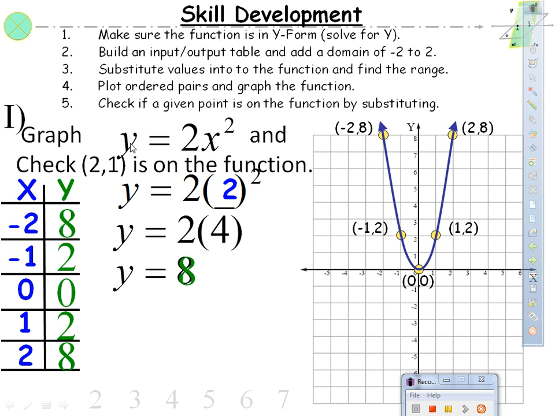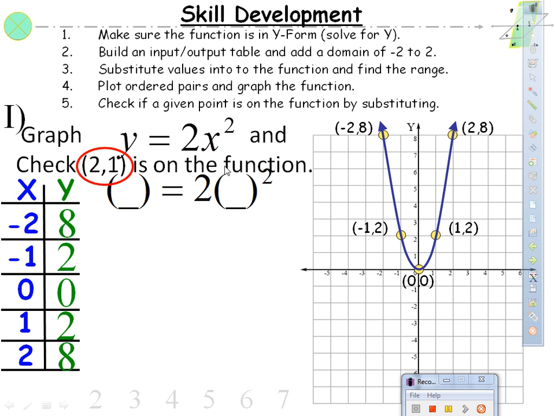So that means instead of y, I'm going to open up a parentheses, and instead of x, open up parentheses. We know that once we are given a point, which one of these is x? 2, and which one is y? 1. So all we need to do is substitute these values in here. Y is 1, x is 2, and then we just simplify it. So what is 2 squared? 4. So we bring everything else down. This is 1 equal to 2 times 4. What is 2 times 4? 8. Is 1 equal to 8? No. If this is not true, then this point is not on this function.